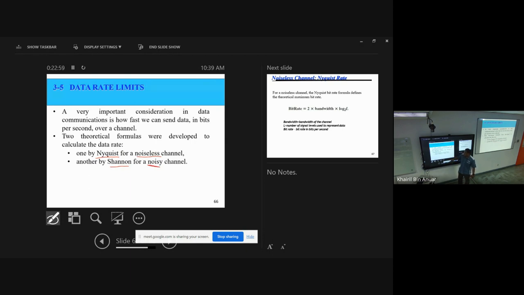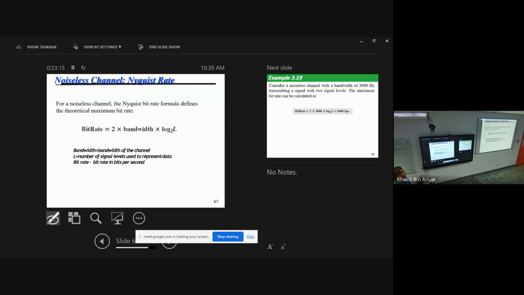Okay, so this is how you can represent your signal. You can use the Nyquist theorem to convert your signal between analog to digital. So how do you do that? For Nyquist, your bit rate, if you want to design, should be 2 times the bandwidth, times log of the number of signal levels to the base of 2. So this will give you the bit rate of your transmission.